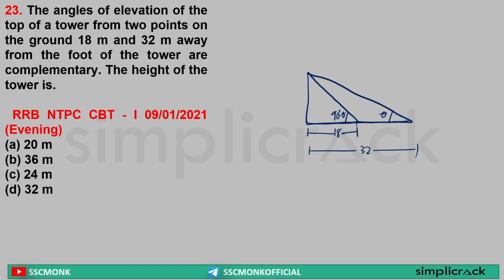It is asking about the height. So let's say height is equal to x. So here tan of 90 degree minus theta, that is cot theta, is equal to x by 18. Here, tan theta directly is equal to x by 32. Yes or no? Cot theta is equal to 1 by tan theta. So tan theta will be equal to 1 by x by 18, that is equal to 18 by x.